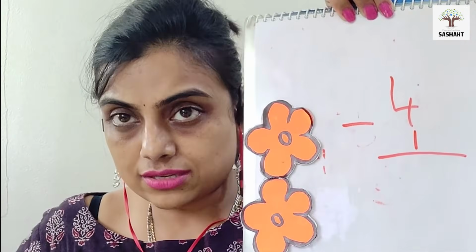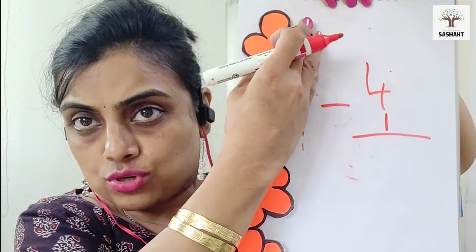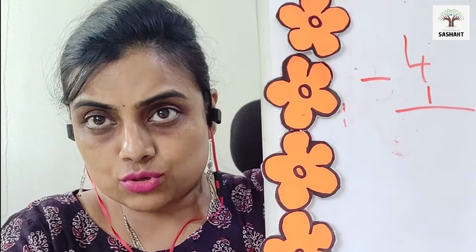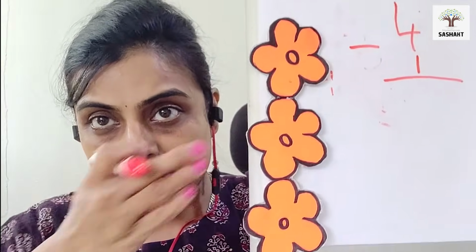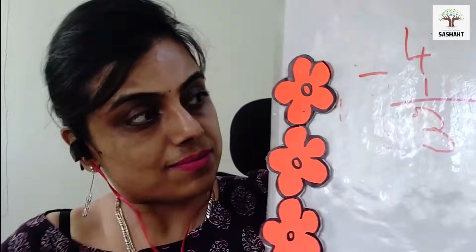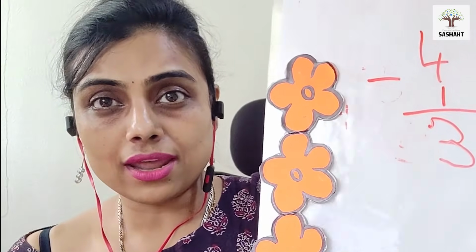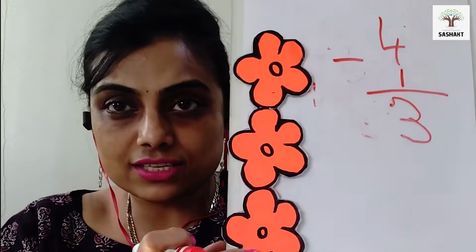So like this. You say 4. First you show the full thing. The child should be able to see the full thing together, 4, and then you say now 1 less. That makes it 3. 4 and 1 less will make it 3. Okay. So like this you will do your subtraction.